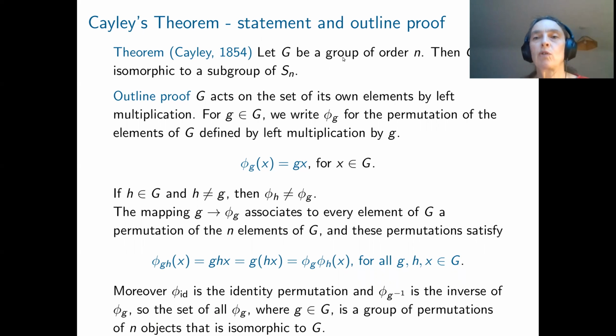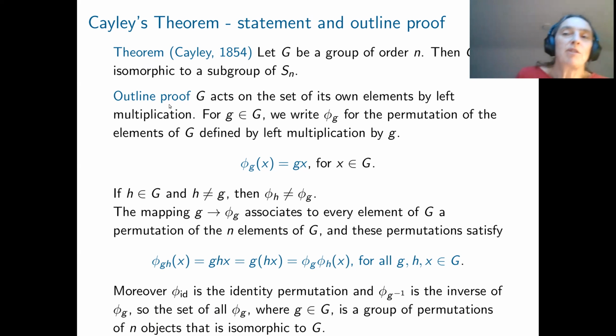Okay, so the theorem says if we have a group of order n, then it's isomorphic to a subgroup of the symmetric group of degree n, a group of permutations of n things. Okay, so that's the formal statement. What it's saying is every group of order n can be interpreted as a group of permutations of n objects. Obviously not the full group of permutations of n objects, since n is a lot smaller than n factorial, but a subgroup, a group of permutations of n objects.